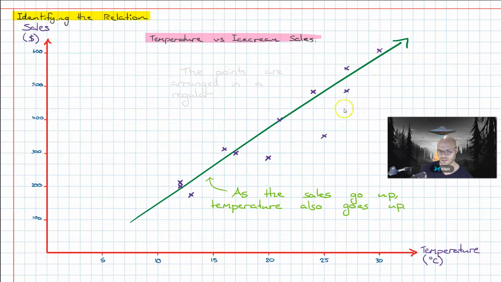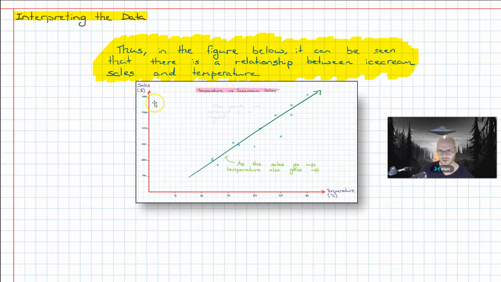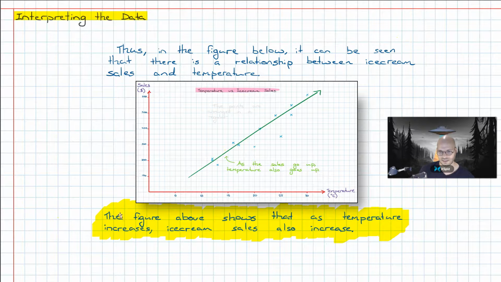This is suggestive that as the sales go up, temperature also goes up, and therefore what we can conclude is that there is indeed a relationship between ice cream sales and average monthly temperature. It could be seen that as the average monthly temperature increases, so do the sales amount. So these are 2 examples of how you could write this in English.